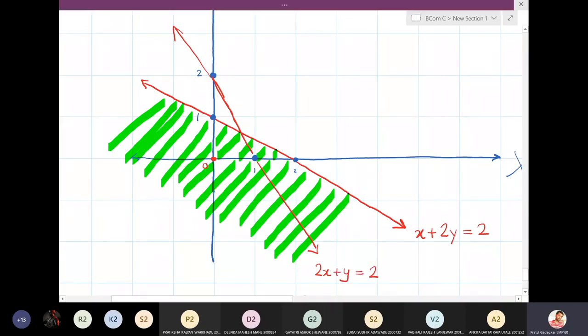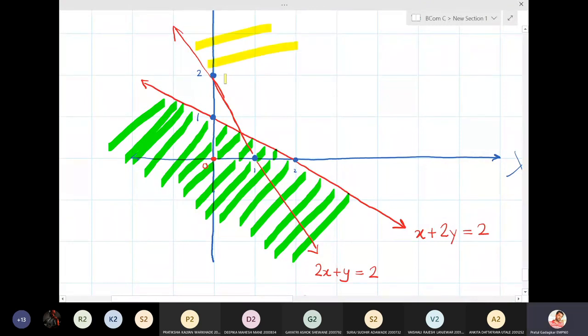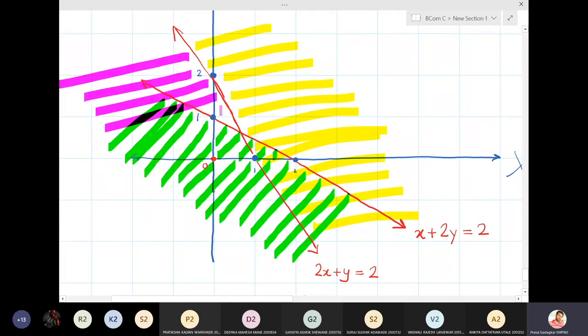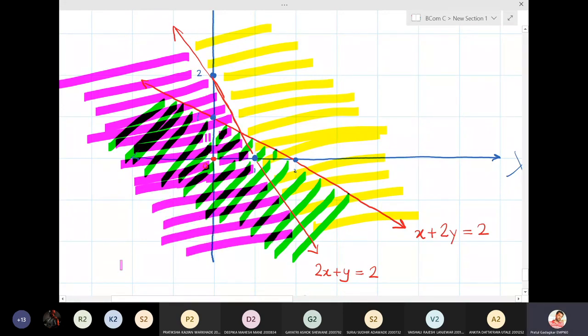Okay, now because of this line, we have two regions. Let me call one region this, which is the yellow part. And what is the other region? I'm going to call it, suppose I take a pink color, the left part because of that line. Okay, so now this pink, now it has become a very dangerous diagram.